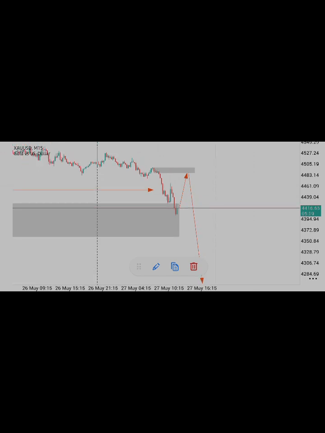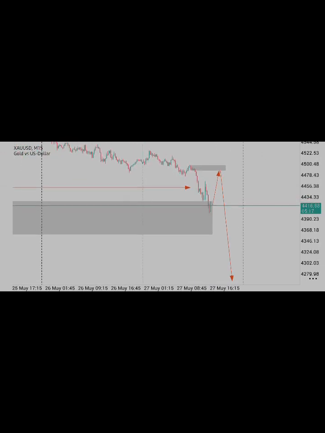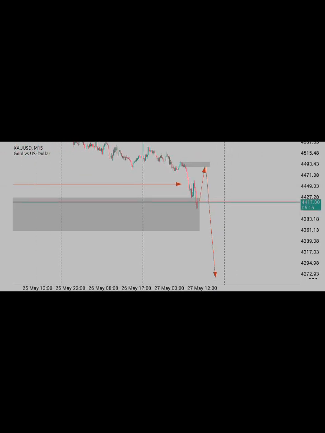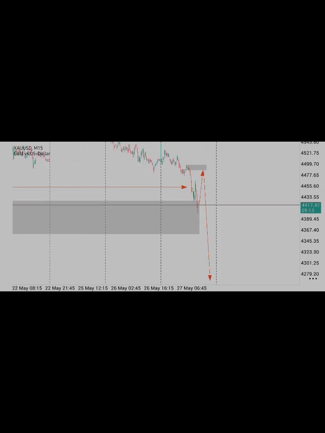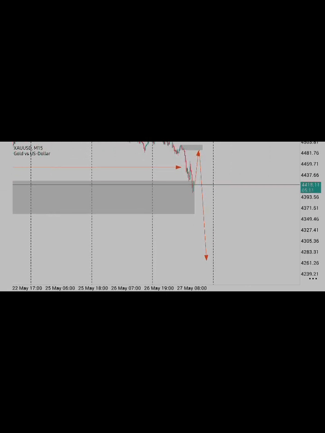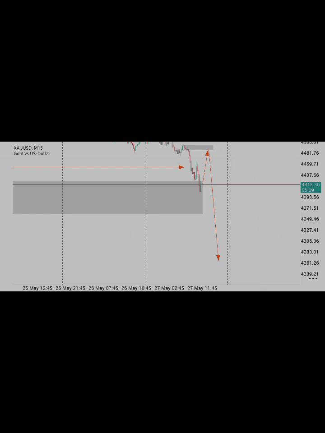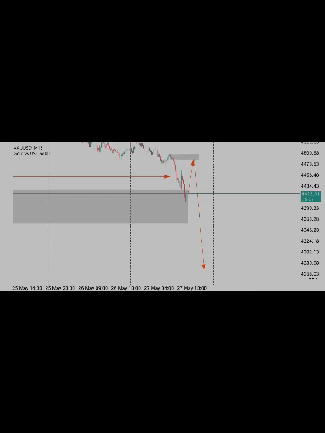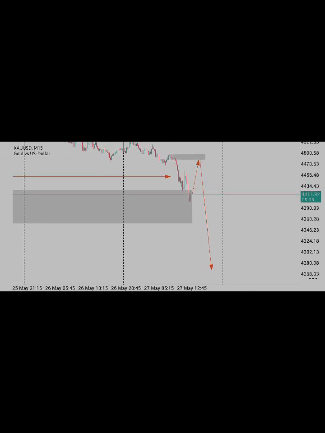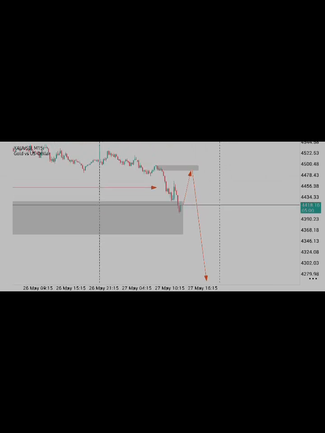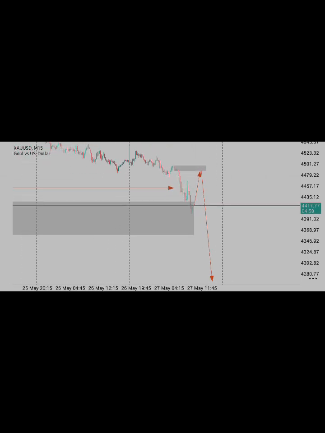We could get a retracement back to the zone, then the continuation, the bearish trend continues, right? Remember, the overall projection for me, anything can happen though. I'm projecting gold to fall back to $4,000 per ounce. So that's my overall projection.